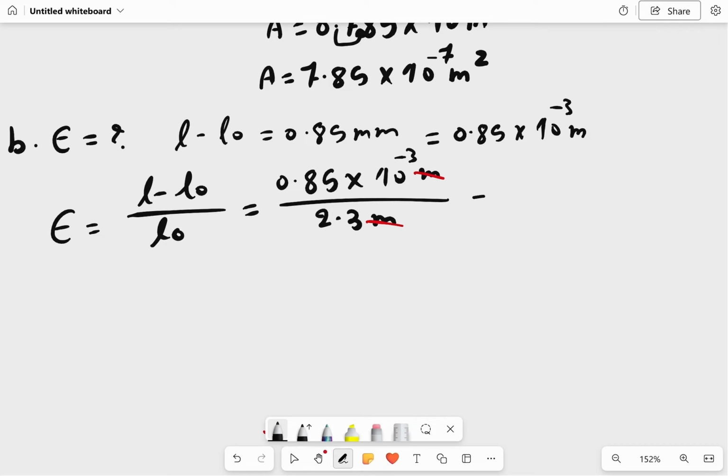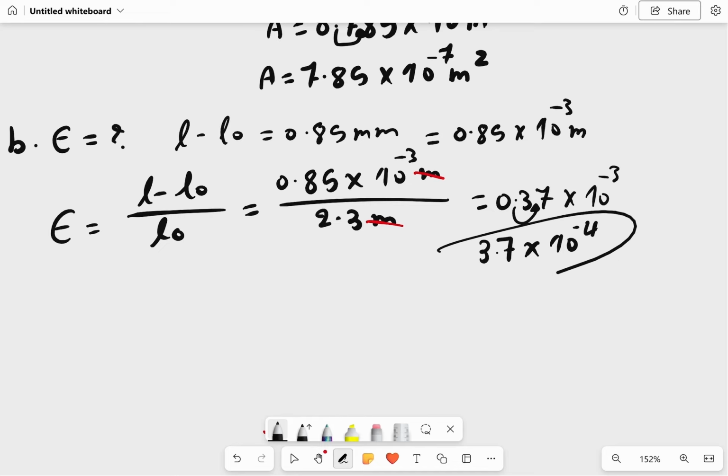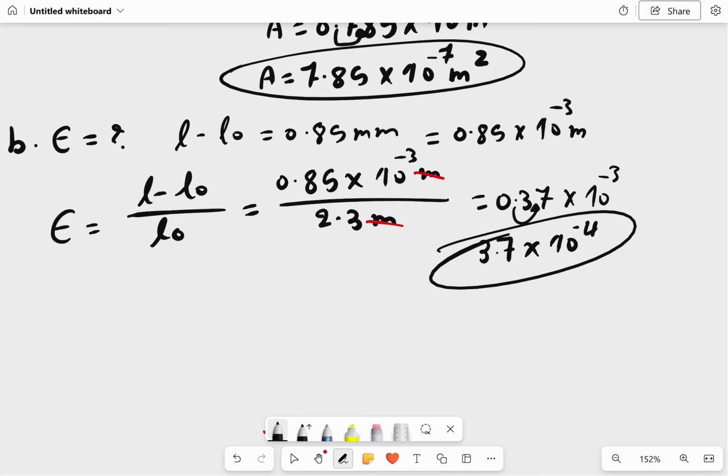Calculate this number and then you'll get 0.37 times 10 to the power of minus 3, no meters. Okay, careful. And then, or you can put this decimal here and you can say 3.7 times 10 to the power of minus 4. Okay, we found area. Careful, we need this. We found area and we found strain too.